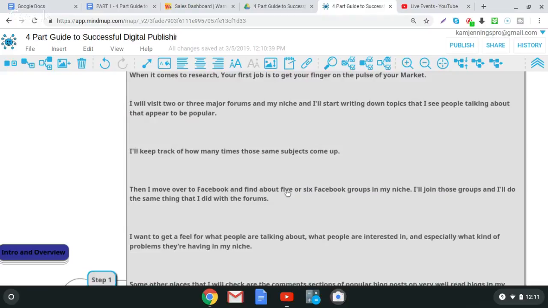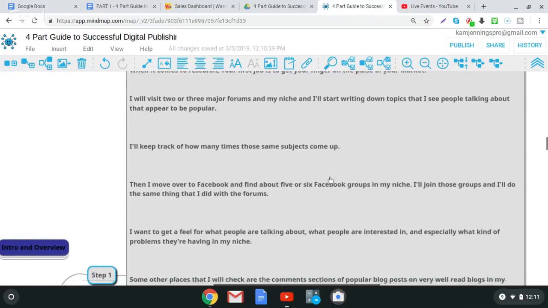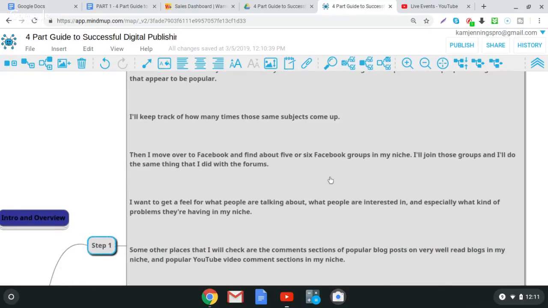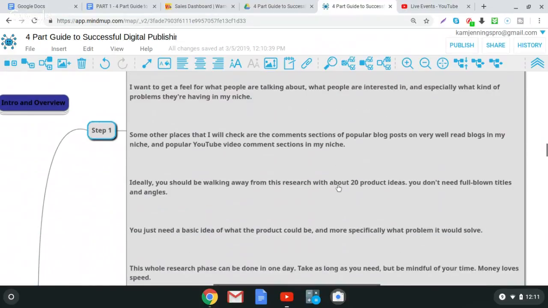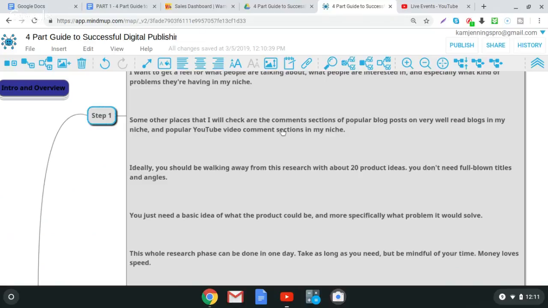I'll keep track of how many times those same subjects come up. Then I'll move over to Facebook and find about 5 or 6 Facebook groups in my niche. I'll join those groups and I'll do the same thing that I did with the forums. I want to get a feel for what people are talking about, what people are interested in, and especially what kind of problems they're having in my niche. Some other places that I will check are the comment sections of popular blog posts on very well-read blogs in my niche and popular YouTube video comment sections in my niche.